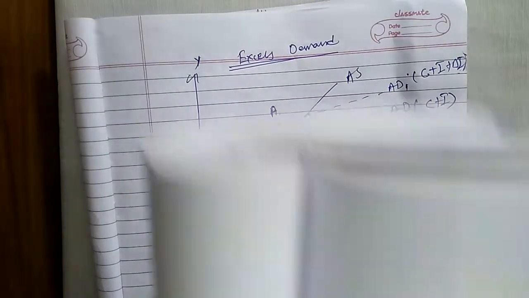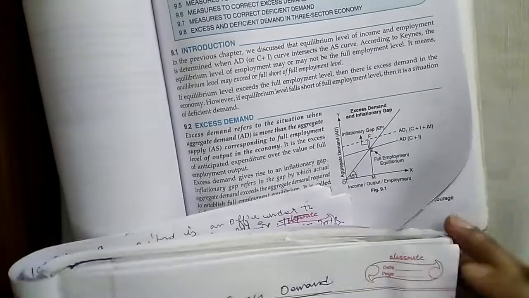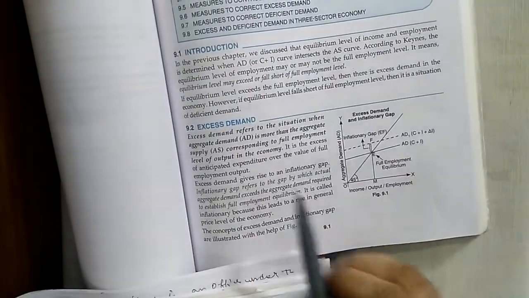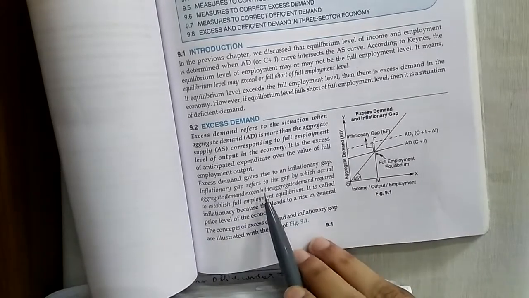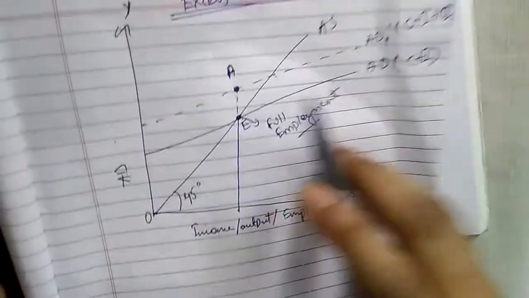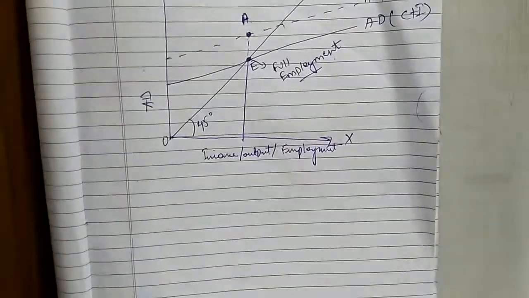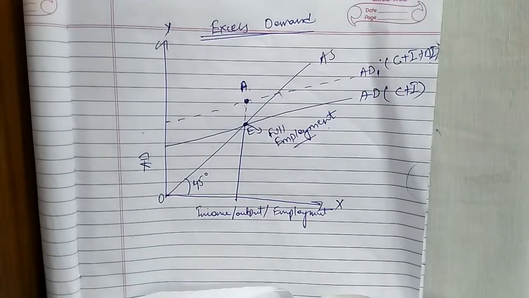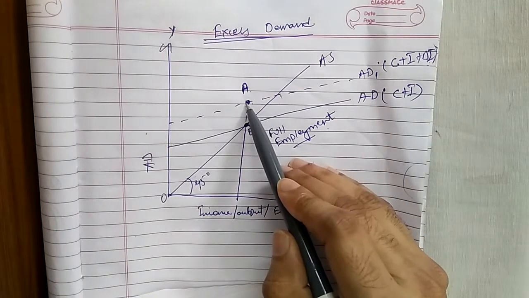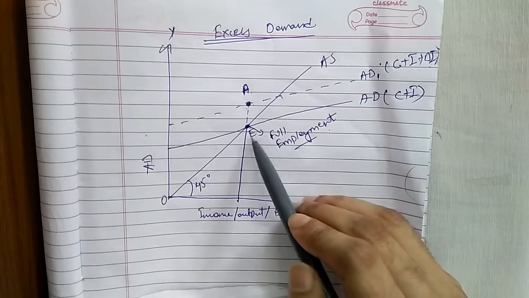Now try to understand the definition of inflationary gap with this diagram. Inflationary gap refers to the gap by which actual aggregate demand exceeds the aggregate demand required to establish full equilibrium level. Listen to me and just go through the diagram.